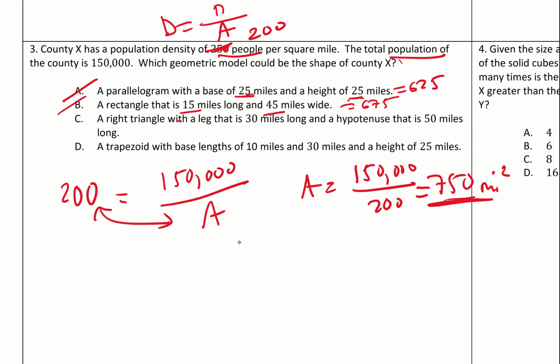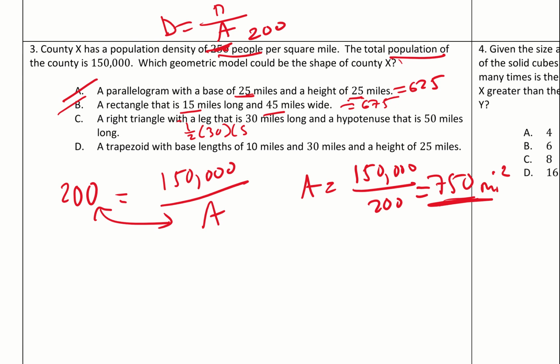A right triangle with a leg that is 30 miles and hypotenuse that's 50 miles. The area of a triangle is 1/2 times base times height. Let's see here. Hold on a second here.